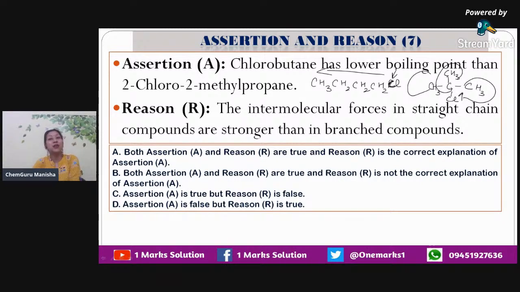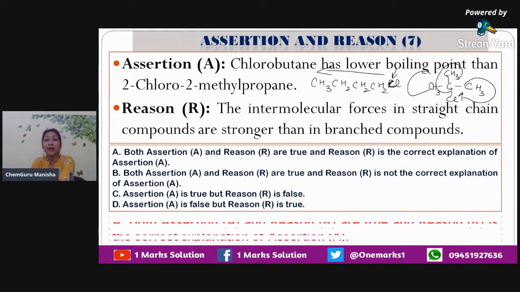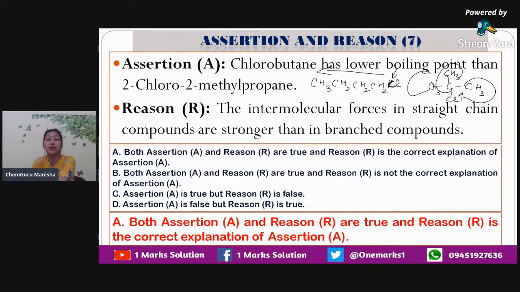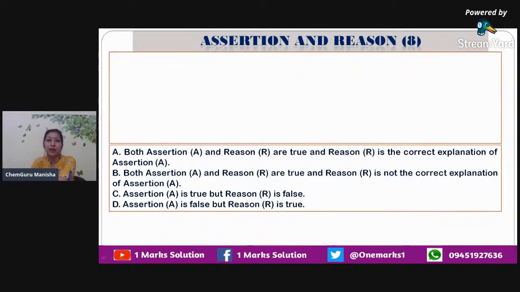So chlorobutane has lower boiling point than 2-chloro-2-methylpropane. That's the correct option, because its boiling point will be disturbed. And intermolecular forces in straight chain compounds are stronger than in branched compounds. That is also correct, because in a branch the surface area decreases.